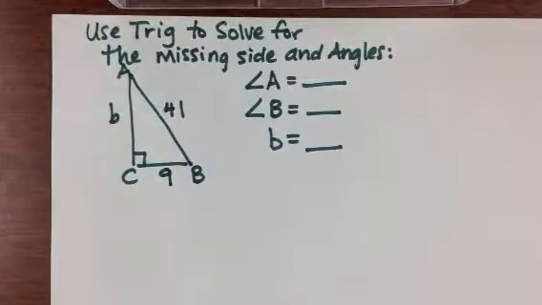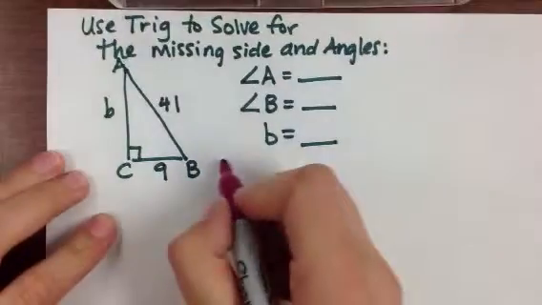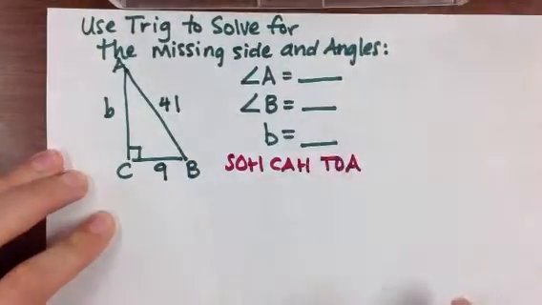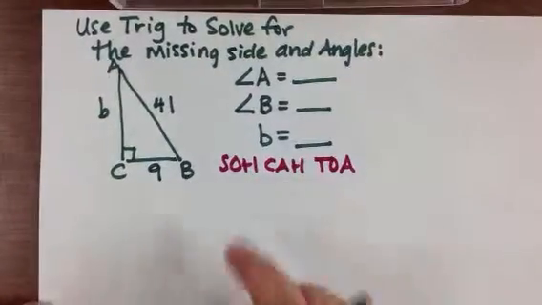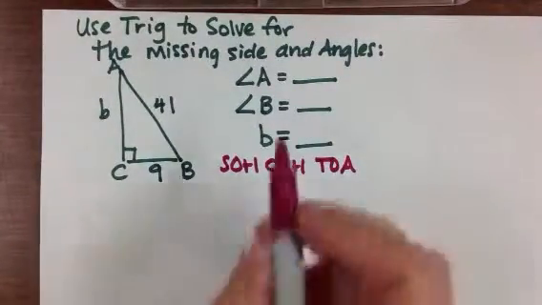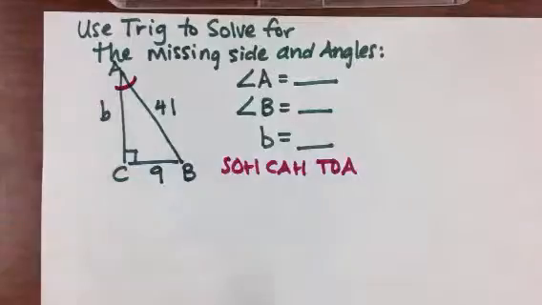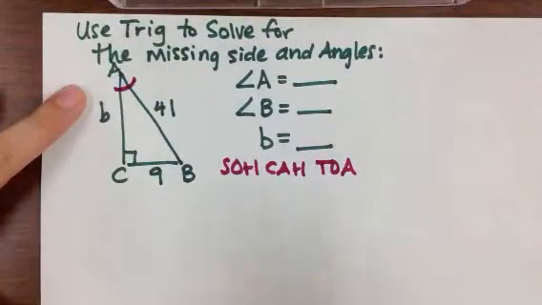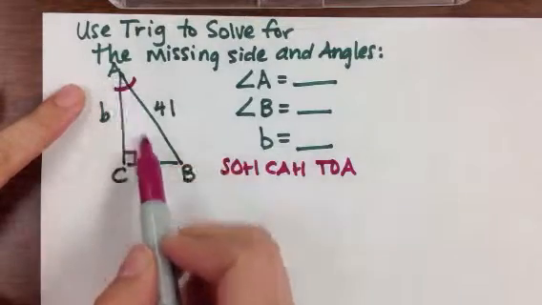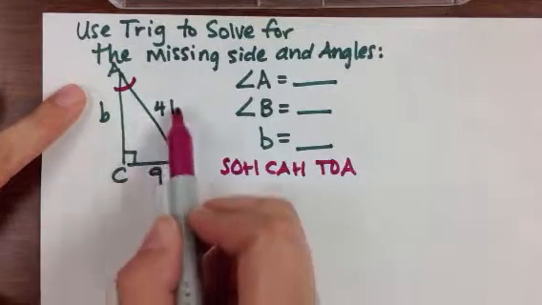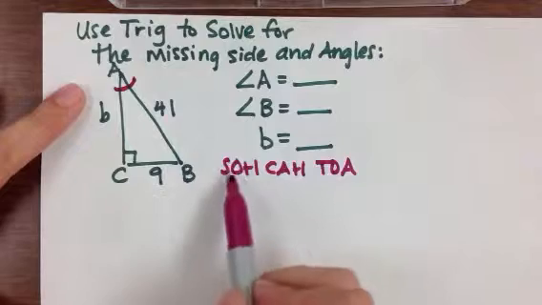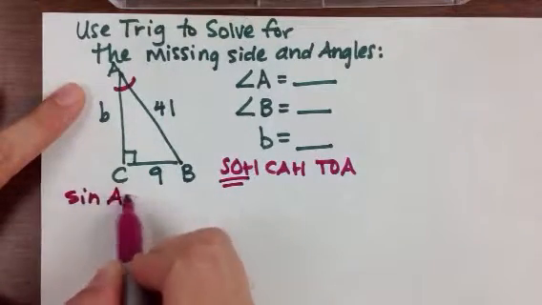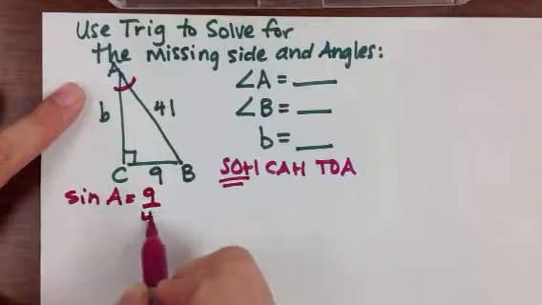So to use trig, we remember SOHCAHTOA. That just helps me remember sine, cosine, tangent. If I look at angle A, I have angle A right here. What do I know about angle A? I know the opposite side length, and I know the hypotenuse side length. Therefore, I would have to use sine. So sine of A would be opposite over hypotenuse.